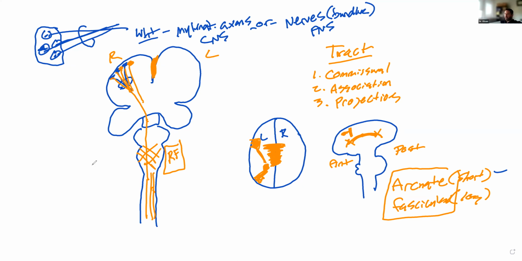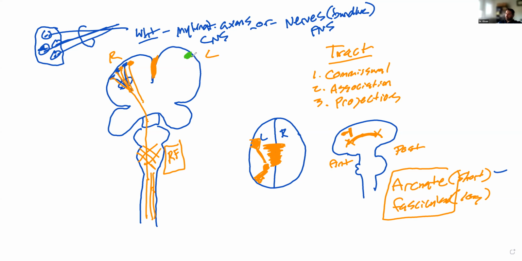Then we have, let's do a green. We have projection fibers. So projection fibers are communicating within region, basically connecting each region to other parts of the brain. So they're pretty much connecting like the cortex.